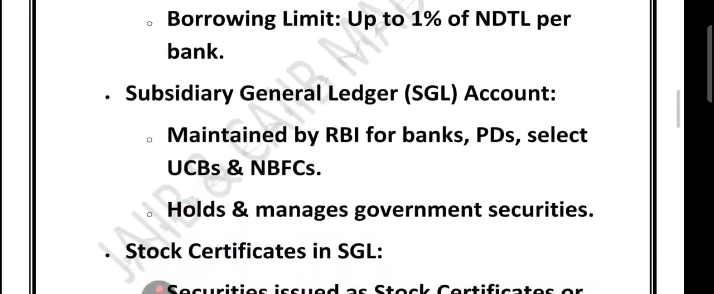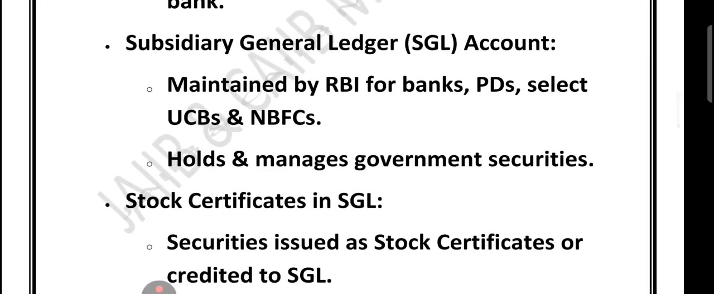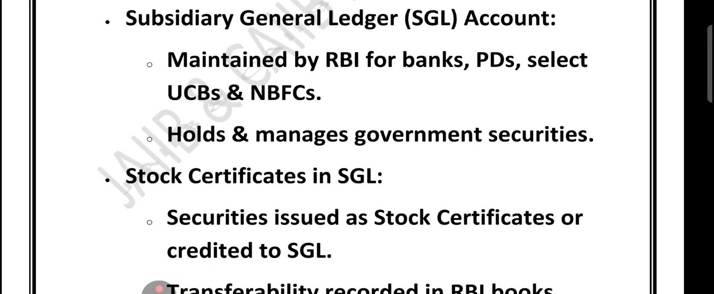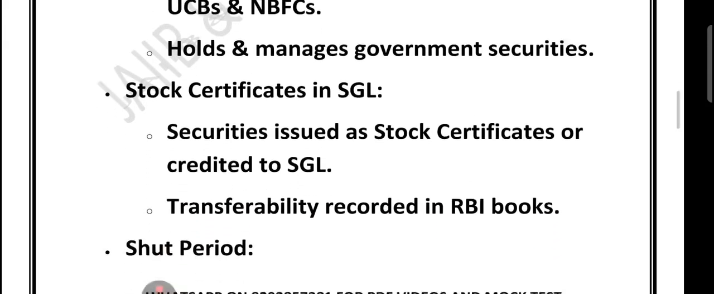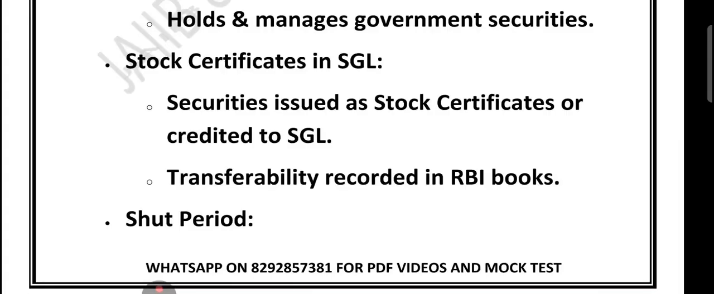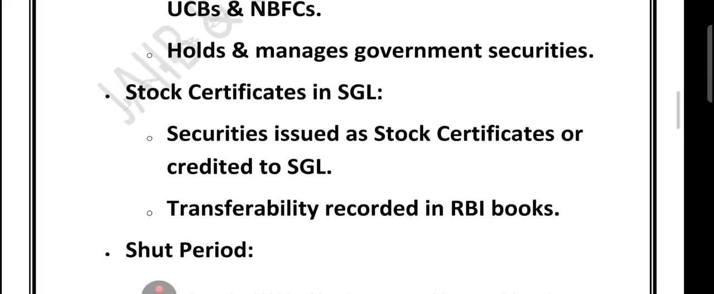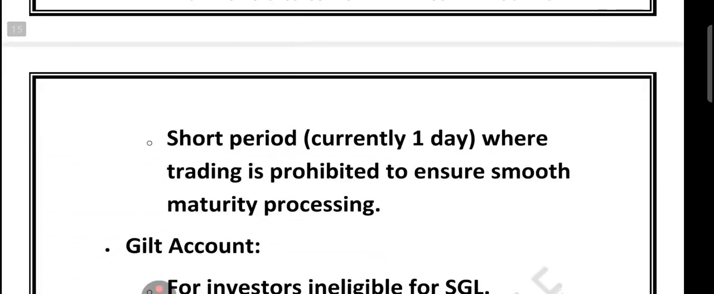Then we have the SGL account, or subsidiary general ledger account. This is an account maintained by RBI for banks, primary dealers, select UCBs and NBFCs to hold and manage government securities. That is called the subsidiary ledger account. Securities are either issued as stock certificates or credited directly to the SGL with transferability recorded in the RBI books. And if you look at the short period, a short period is currently 1 day, right?